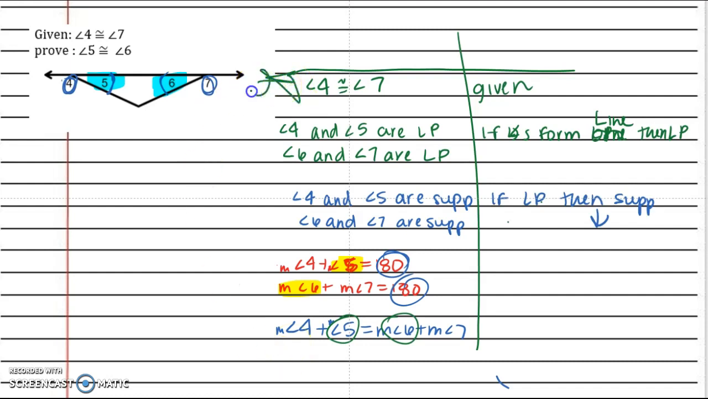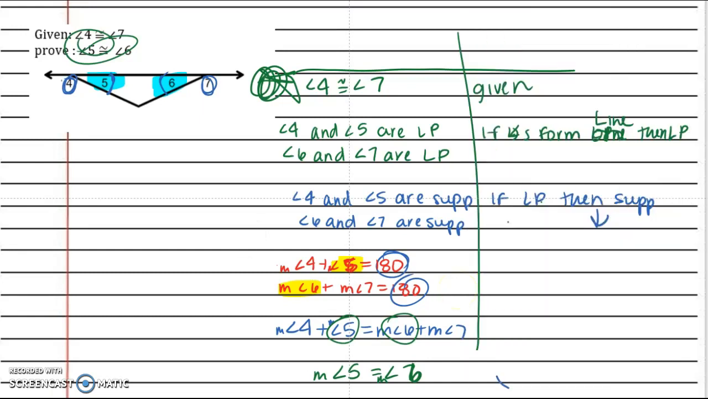Conveniently, look back at the very beginning: 4 and 7 are equal. So I can say angle 5 is equal to angle 6. And again, this says congruent. I know that you know that congruence and equal are the same.